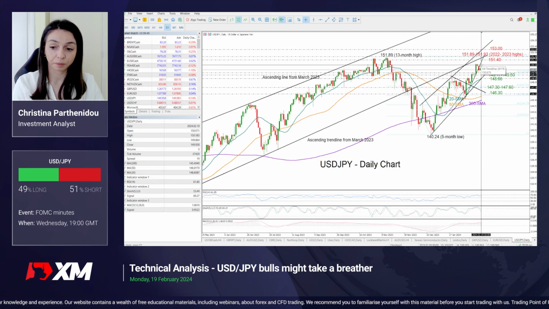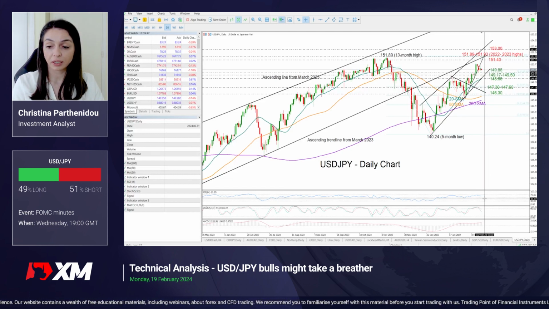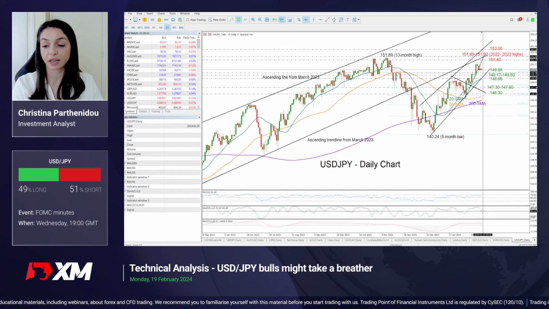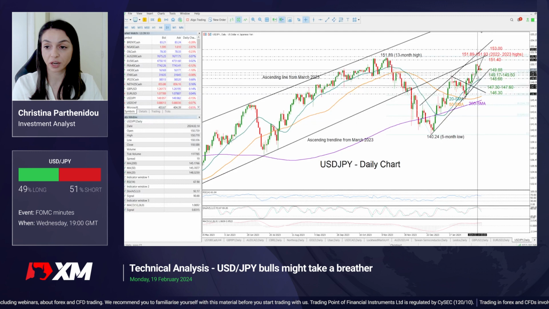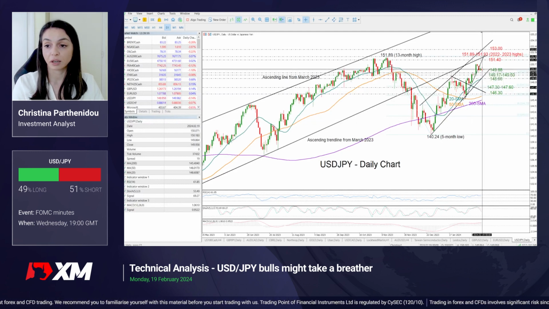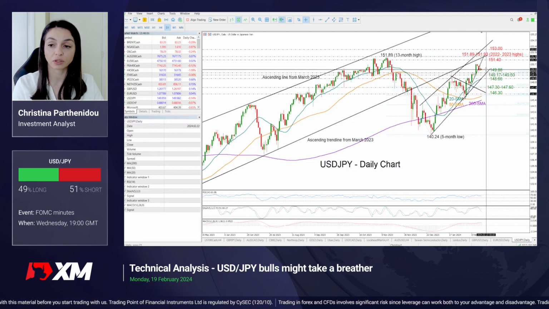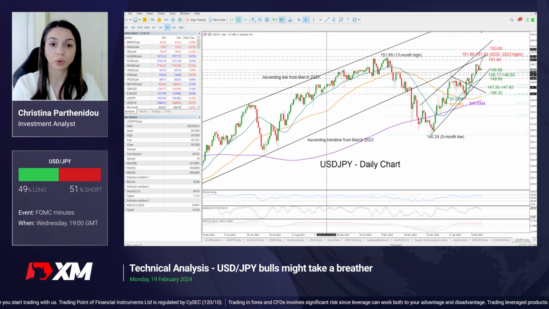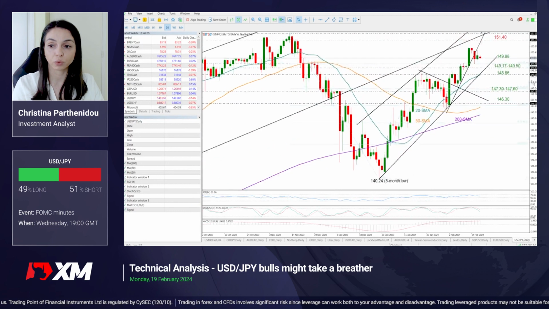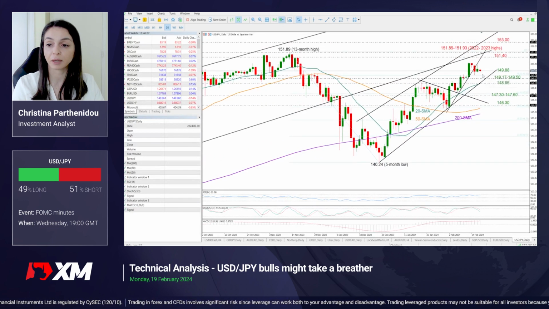Now looking from a technical perspective, both the RSI and the stochastic indicators have reversed to the downside. So following the break below the support trend line, the technical risk is more skewed to the downside than to the upside. So I expect the continuation of last week's pullback.